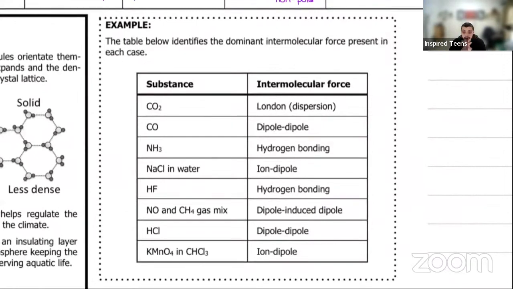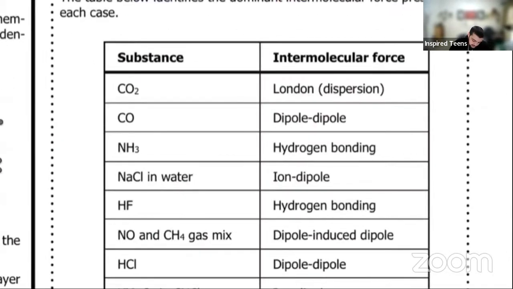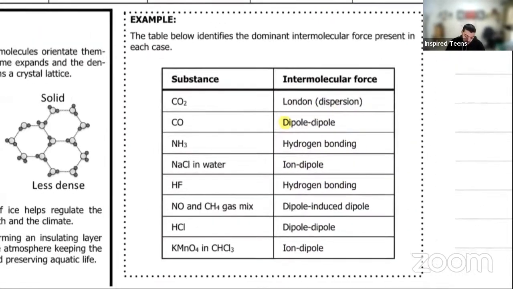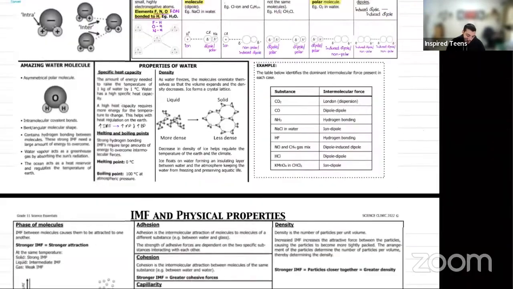Okay, some examples. The table below identifies the dominant intermolecular force present in each case, so CO2. So we talk about intermolecular force. Remember that for each of these, it's not just one CO2 that would form an intermolecular force. It's when the CO2 bonds to another CO2 and multiple CO2s bond. That's when we have the formation of London dispersion. So you can go through this table, just some common examples of the intermolecular forces of each of these.